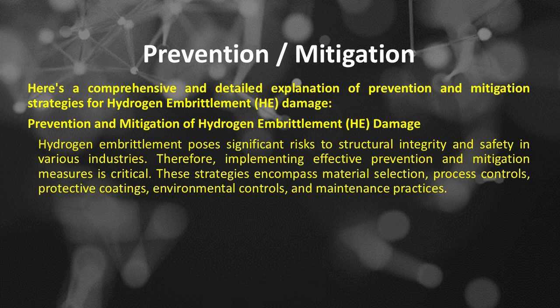Here's a comprehensive and detailed explanation of prevention and mitigation strategies for hydrogen embrittlement or HE damage. Hydrogen embrittlement poses significant risks to structural integrity and safety in various industries. Therefore, implementing effective prevention and mitigation measures is critical. These strategies encompass material selection, process controls, protective coatings, environmental controls, and maintenance practices.